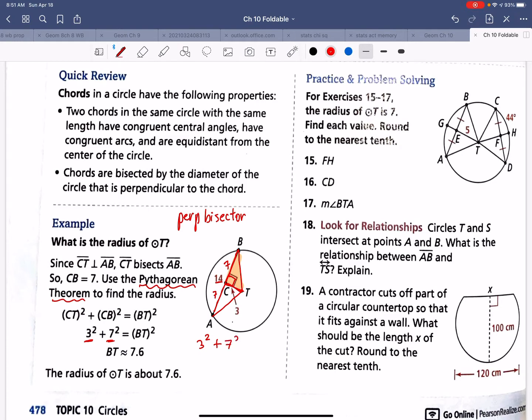Okay, so this is how they ended up solving for the hypotenuse. I'll just call that x. And they called it BT. Either way is fine. And they ended up doing a little math, and they ended up finding it was 7.6. And that makes sense. We were looking for a number greater than 7 and greater than 3, because the hypotenuse is the longest side.